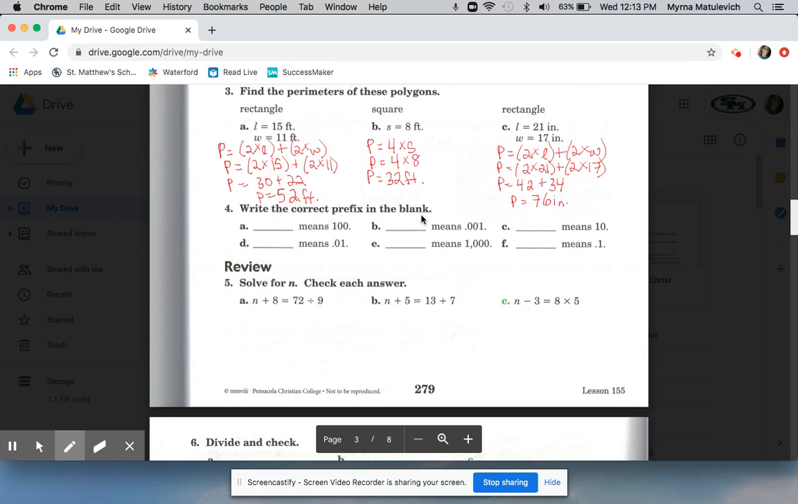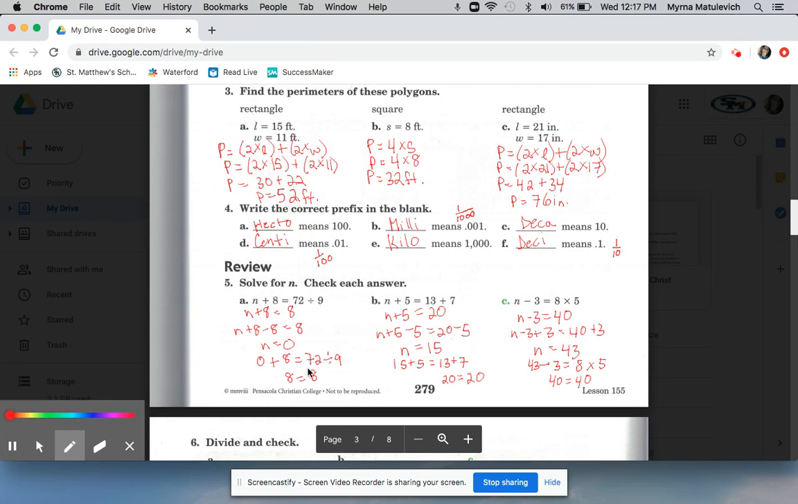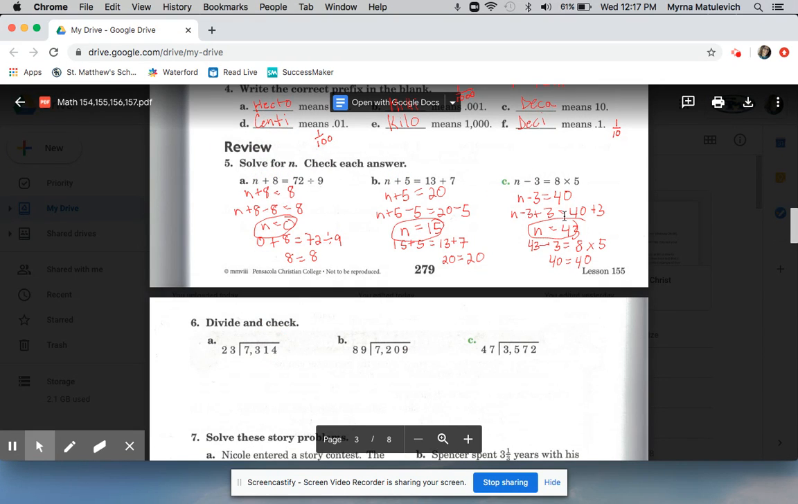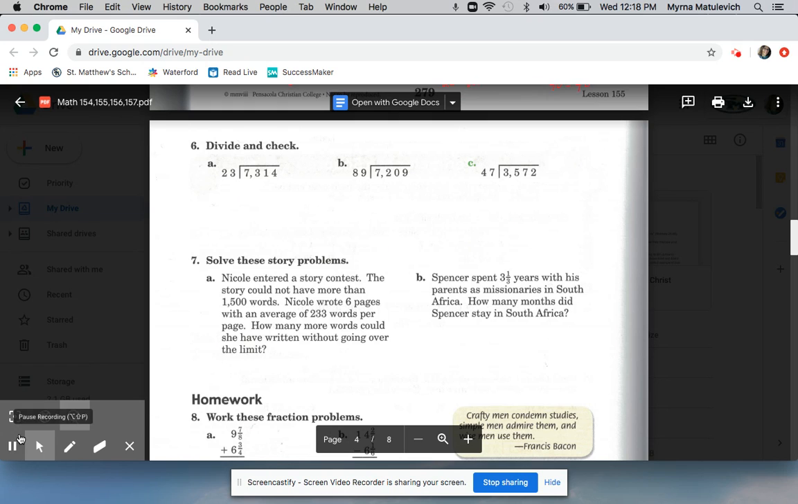Write the correct prefix in the blank. These are the prefixes, and I also wrote how these decimals can be written as a fraction. Solve for n, check each answer. And these are the answers you should have gotten for these. Remember, these are the answers. And you didn't actually have to do this one. Divide and check. This is what you should have gotten.